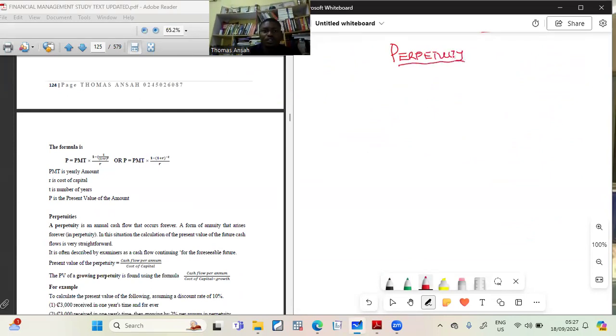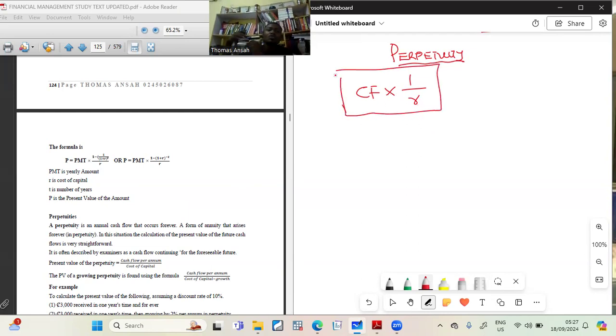What is a perpetuity? It is when the cash flows occur forever, so 1,000 forever. If it is going to be forever, how do we do it? It will be the cash flow multiplied by 1 over R. That's all. R is the interest rate or the discount rate. So that is that. It's a simple formula.